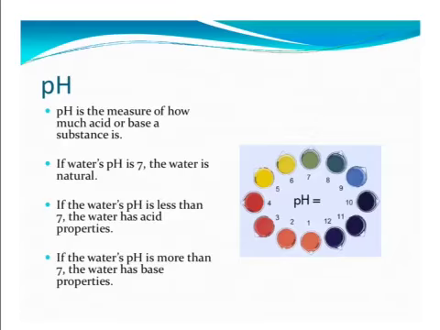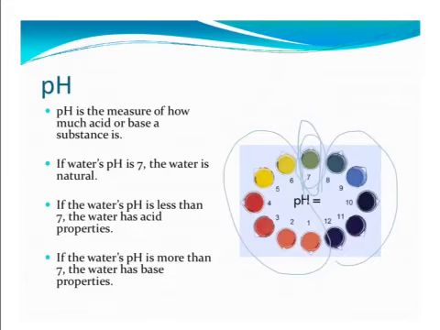pH is a measure of how much acid or base a substance is. If the water has a pH of 7, then that water is neutral. It is not an acid, it is not a base. If the water's pH is less than 7, then that water will have acid properties. If the water's pH is more than 7, then that water will have base properties. Now, pH indicates the water quality because not many organisms want to live in water that has acid properties or basic properties.